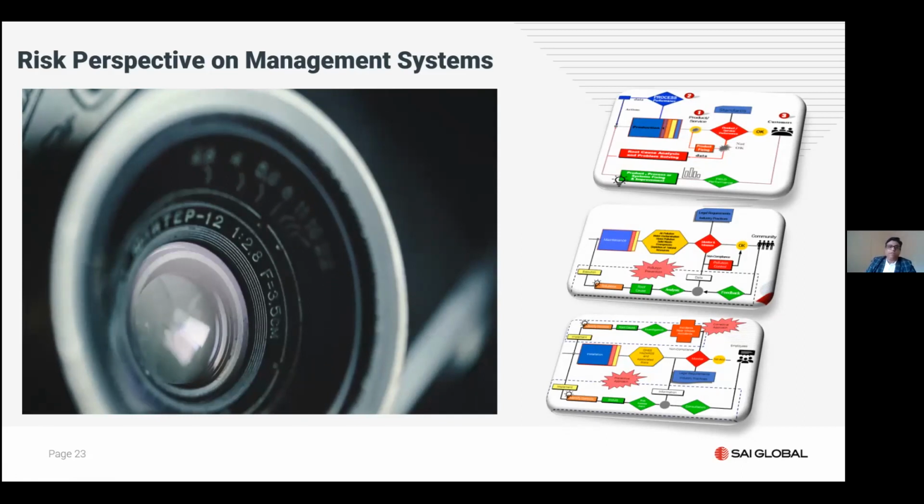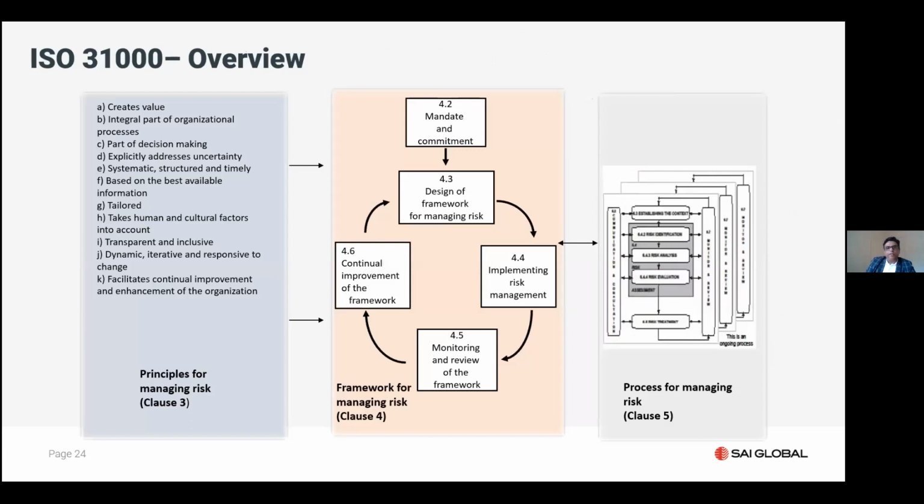There could be some more strategic objectives. So this is just an idea how you can utilize the philosophy of ISO 31000 to implement these management system and integrate them further too. Just for your information, this is the overview of ISO 31000, which involves principles of managing risk, clause 3, framework of managing risk, clause 4, process of managing risk, clause 5. So this is just main overview.